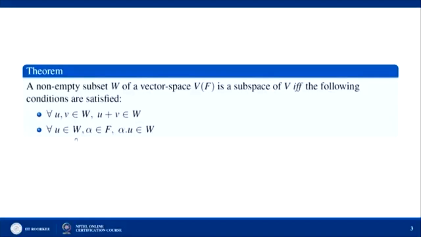Now, how can we show that a given subset W of V is a subspace? Instead of showing all the properties of a vector space, if we show these two properties, that is, closure with respect to vector addition and closure with respect to scalar multiplication, then it is sufficient to show that W is a subspace of this vector space V. Now, how can we say this?